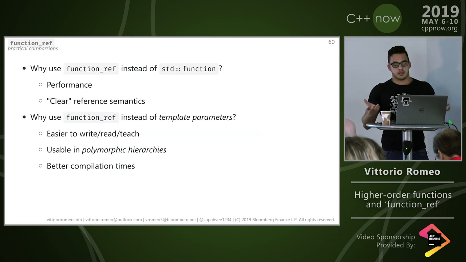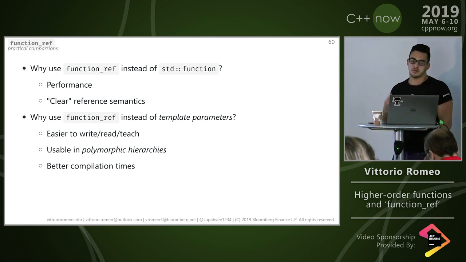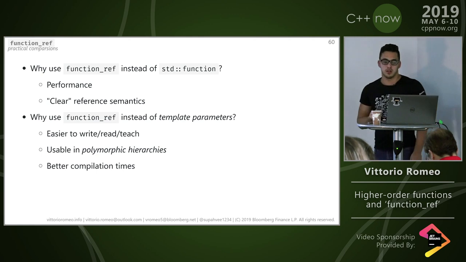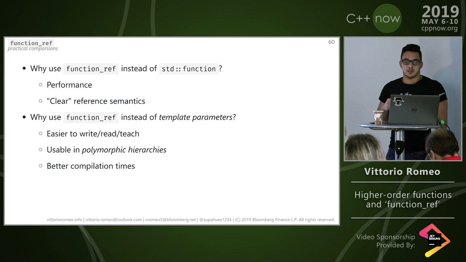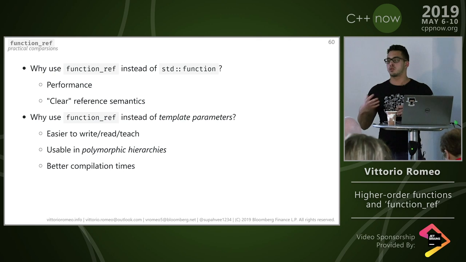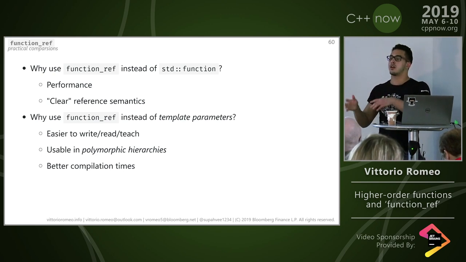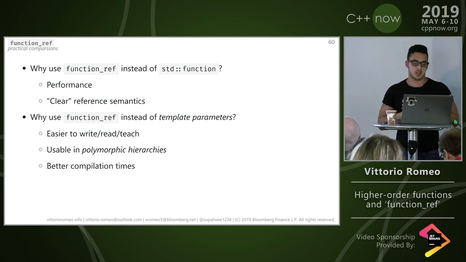So in practice, why would you ever use function_ref instead of a std::function? There are two main points. The first one is the important one, which is performance. function_ref is way faster. We're going to see some benchmarks. And the second point is, again, clear reference semantics. This makes it super explicit that what we want is a reference to an existing callable. And sometimes this also matters for semantics. Maybe you want to take some stateful closure, do some operations with it, and then the mutation needs to be seen from the caller side. So in that case, you want the reference semantics.